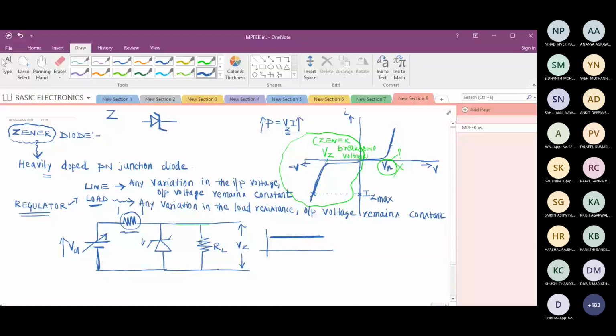So if I vary this, now the question arises, what do you mean by varying the load resistance? Different appliances. Exactly. I connect my laptop here, I must get constant voltage. I take out the laptop, I connect my mobile phone, I must get constant voltage. I take out my mobile phone and connect some other mixer at home, I must get constant voltage. So any change in the load resistance value, the output voltage must remain constant. That we call load regulation. Is it clear? Yes, sir.